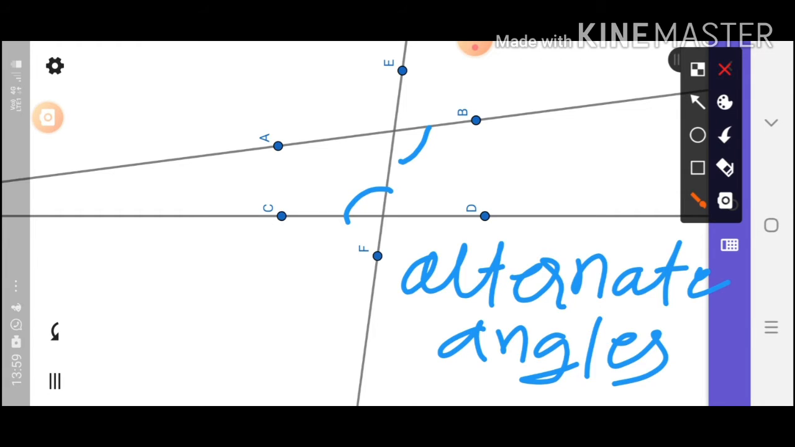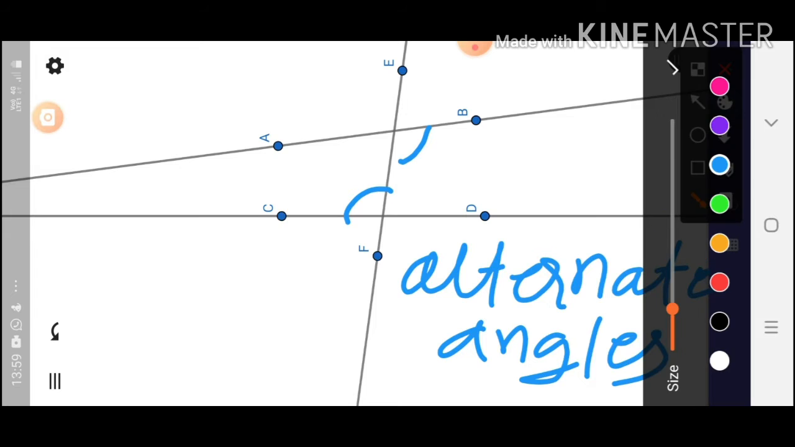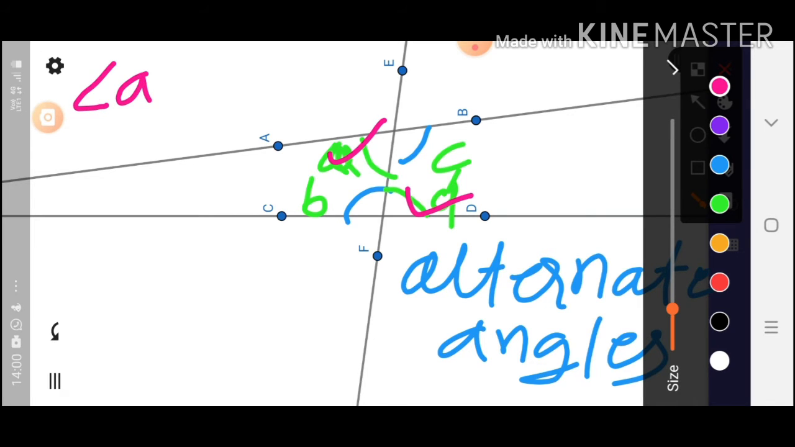There are two such pairs. Let us see another pair. So another pair is this. So there are two such pairs of alternate angles. We can name them A, B, C, D. So which are alternate pairs? Angle A and angle D are alternate to each other. So they are called as alternate angles.